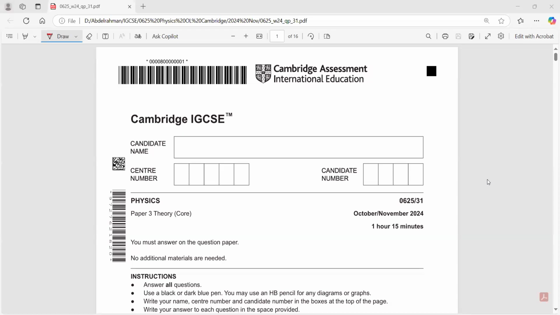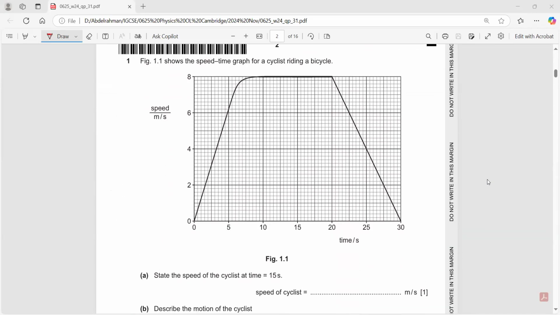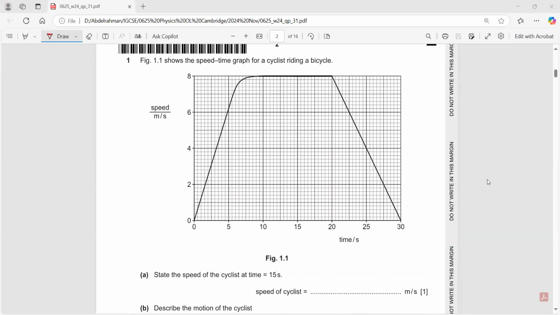November 2024, paper 3, variant 1. Question 1. Figure 1.1 shows the speed time graph for a cyclist riding a bicycle.